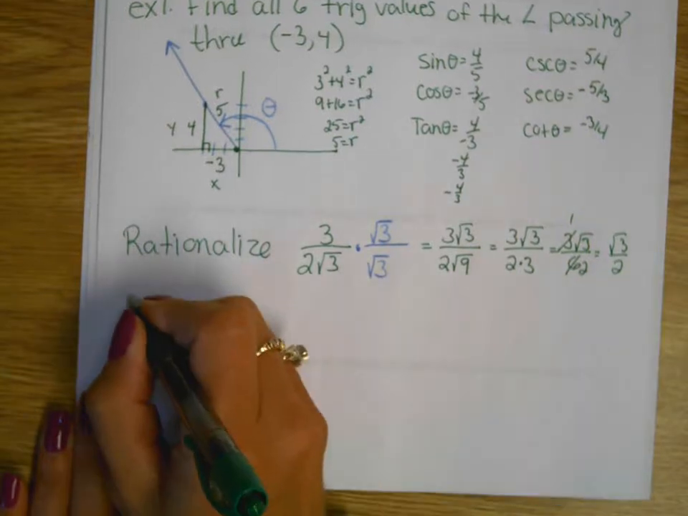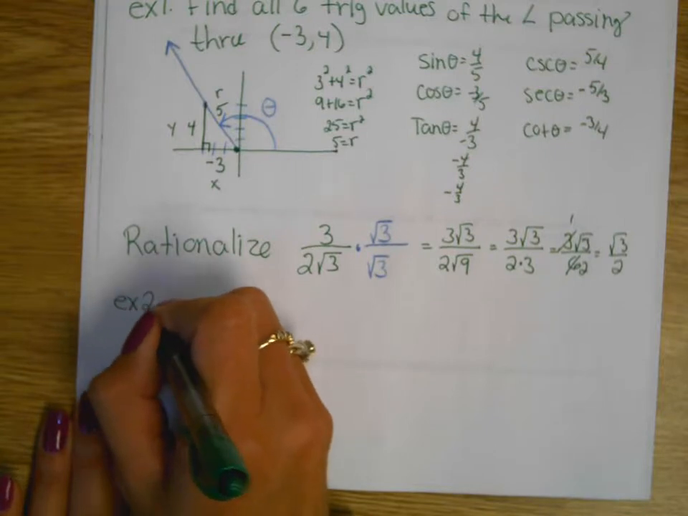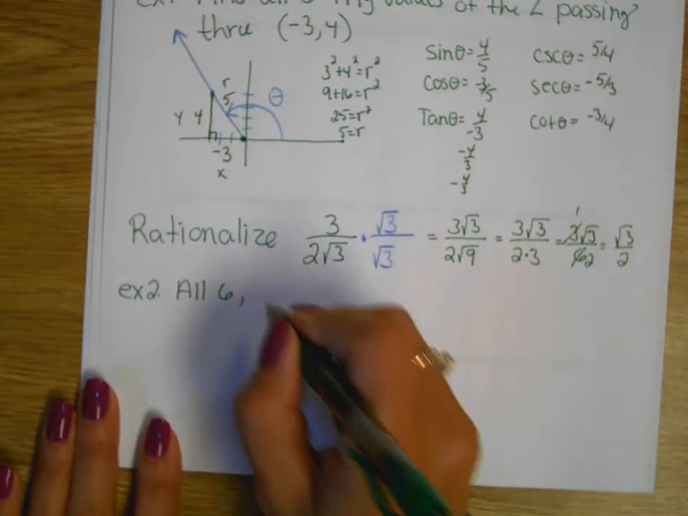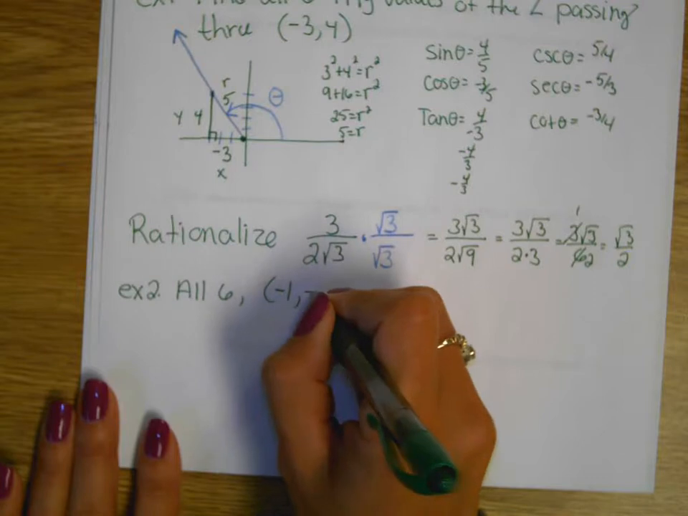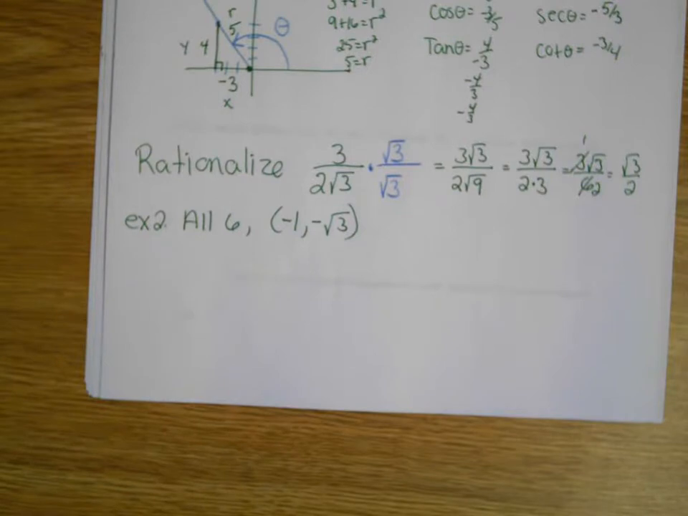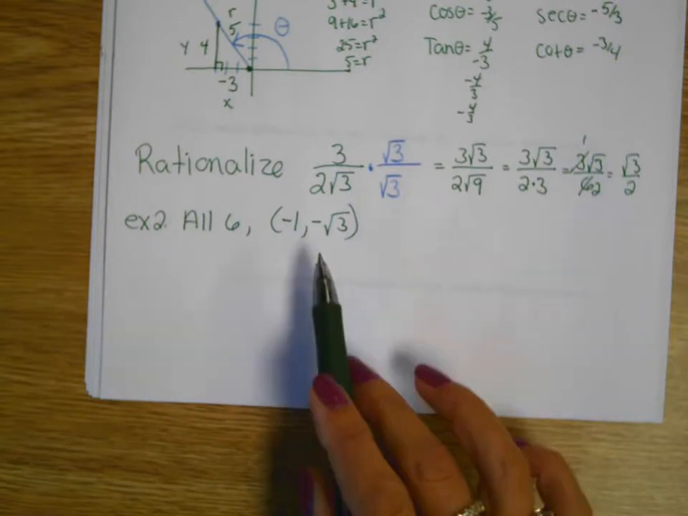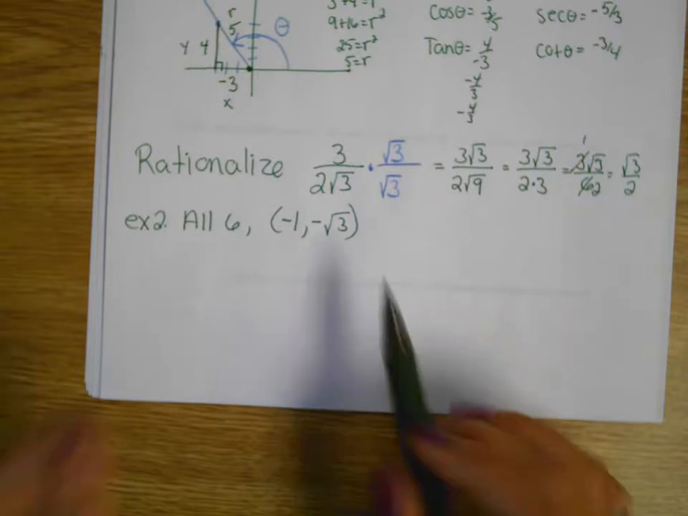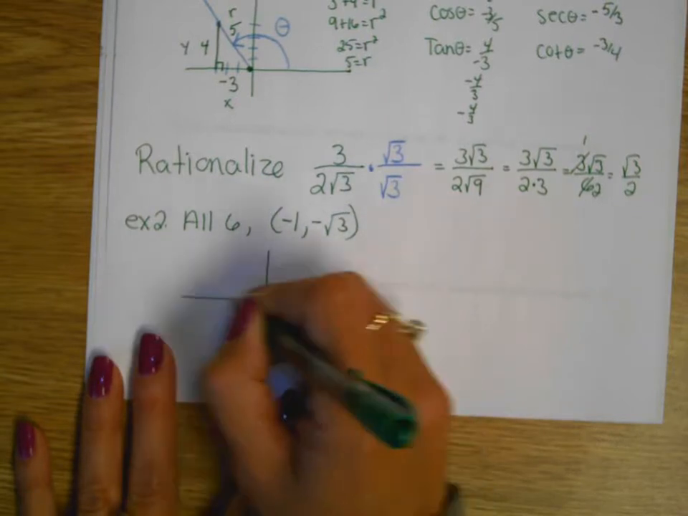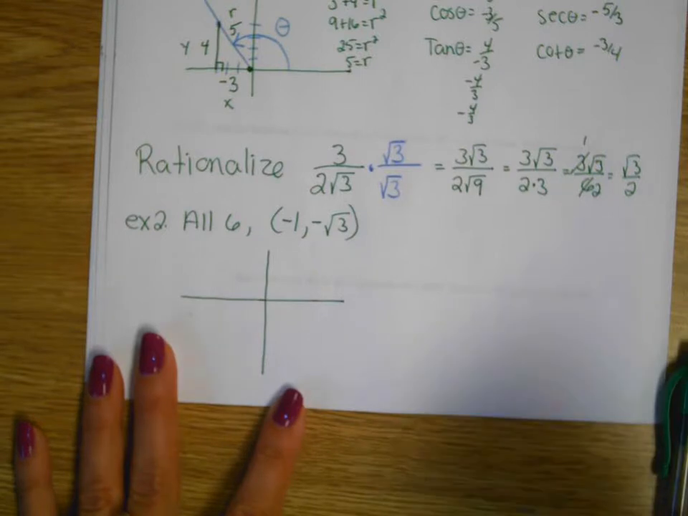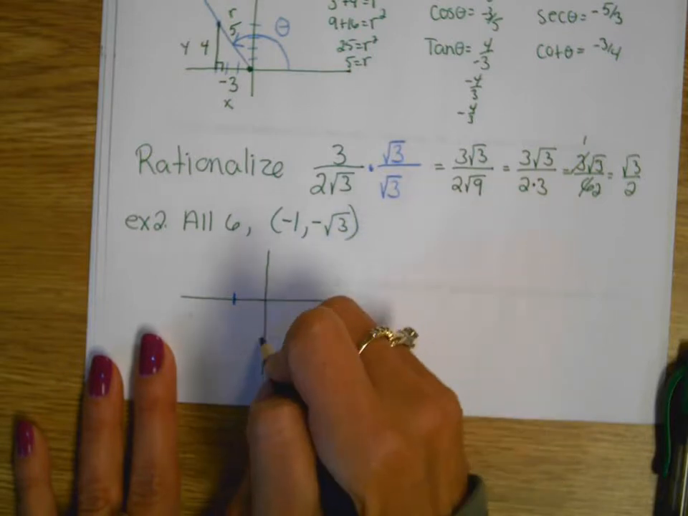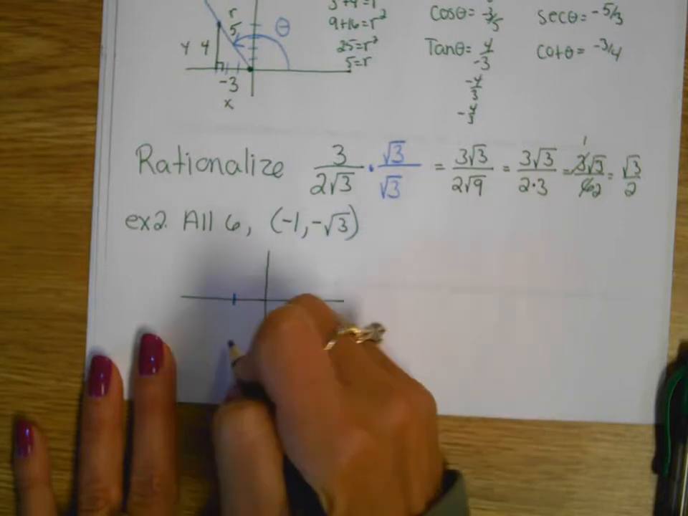Okay, so now something a little tougher. Find all 6 ratios if the angle passes through the point -1, negative square root of 3. So which quadrant is my angle theta passing through? Where is negative at? Third quadrant. So -1. And then negative square root of 3 is like negative 1.7-ish. So I'll go right about there. So about here.